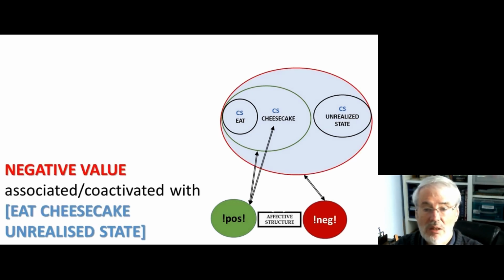But now I've gone and done it, haven't I? I've gone and added a negative association in the affective system with the conceptual system as regards the total composite structure that we've got here. So eating cheesecake, unrealized state, is associated with a negative value. So we've got a bit of a conflict here.